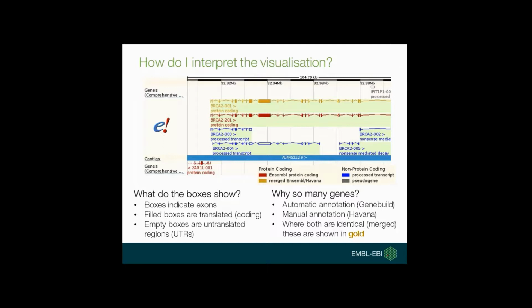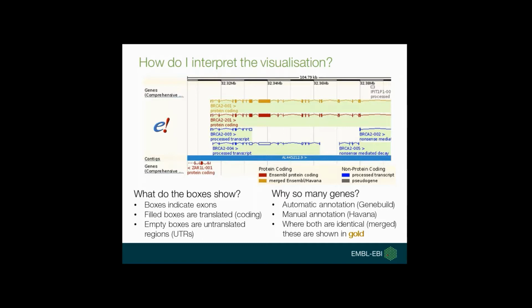But if this is unfamiliar to you, then it will be useful to know how to interpret this visualization. So you can see there's a blue band along here which shows the sequence contig. Everything above the blue band, shown here, is then on the forward strand with respect to the sequencing.